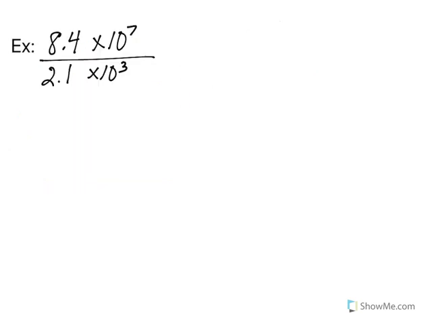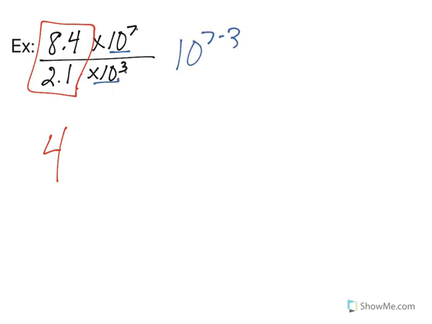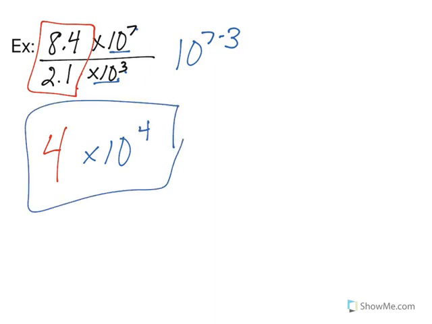And now let's divide. So 8.4 times 10 to the 7th divided by 2.1 times 10 to the 3rd. Again, let's start with our non-base 10 numbers. If I take 8.4 divided by 2.1, that comes out nicely to 4. I'm not mad about things that come out nicely. Then I come over and say, okay, if I have the same base, I subtract the exponents. So 7 minus 3 gives me 10 to the 4th.